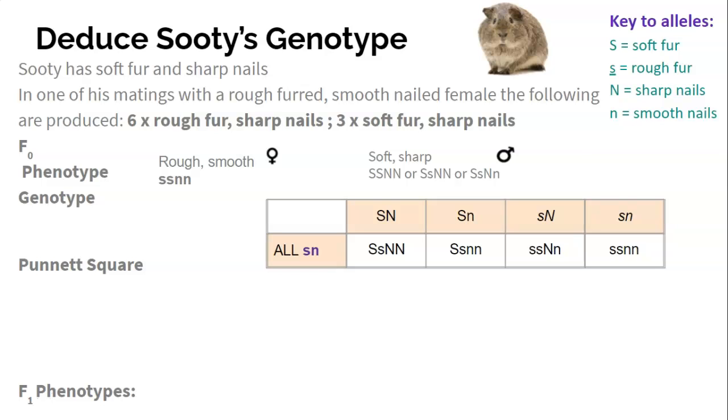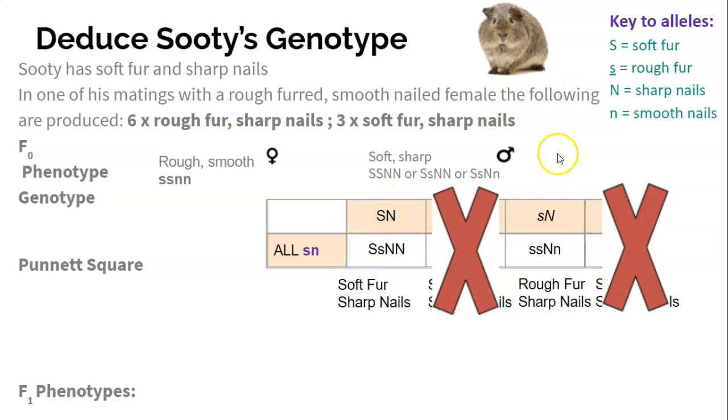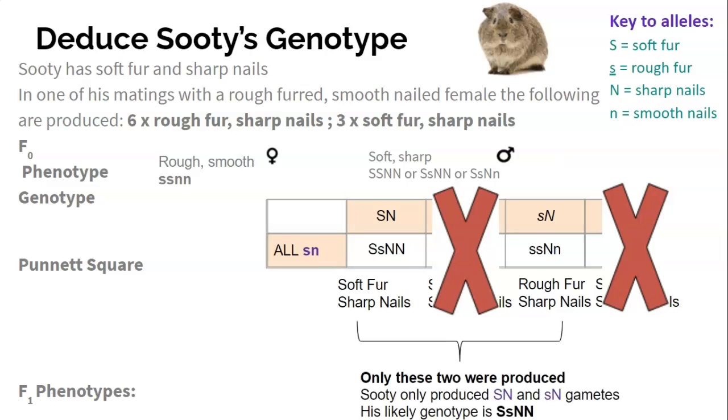Well, we know that all of his offspring were rough fur and sharp-nailed, and then soft fur and sharp-nailed. So they all had sharp nails, which means any offspring that were homozygous recessives for smooth nails, well, we can eliminate them because that's not a possible offspring that Sooty produced, which means that this is most likely his genotype. So because only those were produced, his likely genotype is heterozygous for soft fur and homozygous dominant for sharp nails.